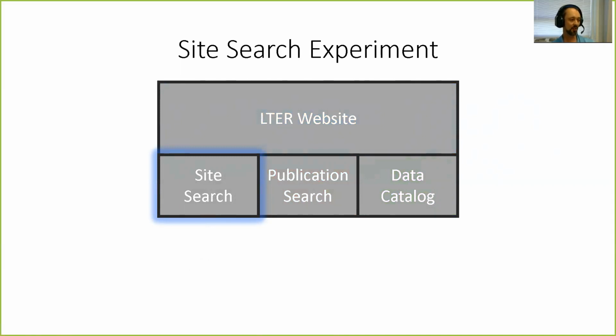I'll start with the site search experiment. Site search is when the user enters a search term and they expect to see a list of search results that point them to different pages on your website. In other words, they're searching for content directly on your website, not necessarily a set of publications or some data sets that you may have archived.